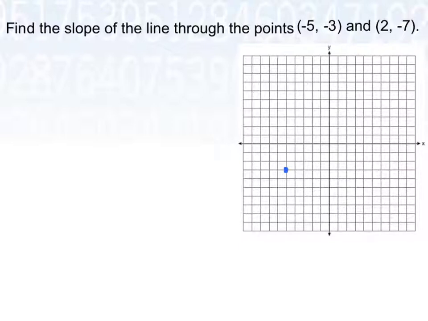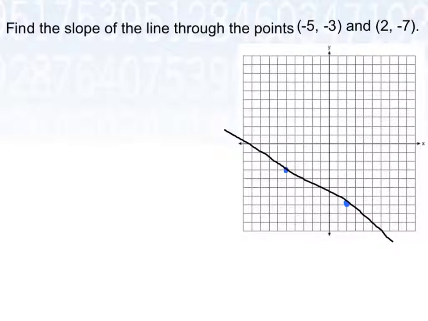The second ordered pair, (2, -7). We're going to start at the origin and move 2 to the right and 7 down. So that would leave us with a marking about here. This should be our (2, -7). So I'm going to sketch the line through these two points just so that you can see we have a definite slant to this line.